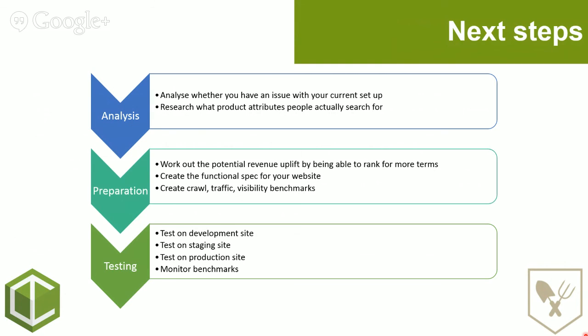Category systems, as we've shown, are something that can go horribly wrong and either make or break your visibility. So you want to be testing a lot. Test the development site, staging site, production site. Use DeepCrawl and test the development site against the production site to make sure nothing's changed, and obviously monitor your benchmarks.